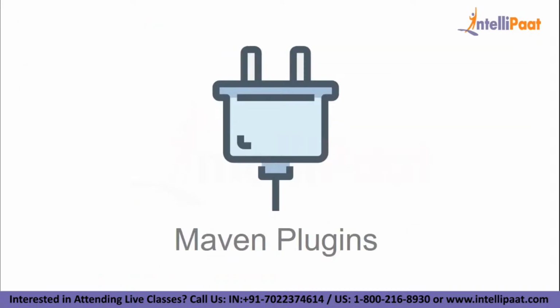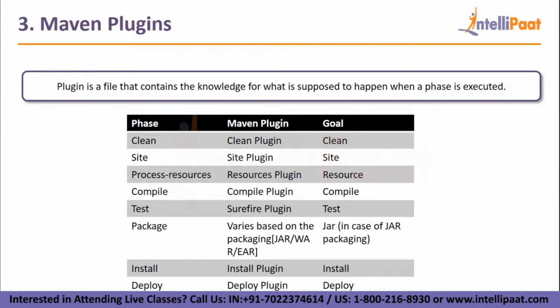Maven plugins. A plugin is a file that contains the knowledge for what is supposed to happen when a phase is executed. For example, if you wanted to execute the clean phase, then the knowledge for what is to happen in the clean phase is contained in the clean plugin, and the goal is clean. The goal is achieved when the phase is executed successfully. If the clean phase is executed successfully, then the goal is clean. Another example would be if you wanted to use the deploy phase, then the information for what is to happen in that phase will be contained in the deploy plugin, and the goal would be deploy.